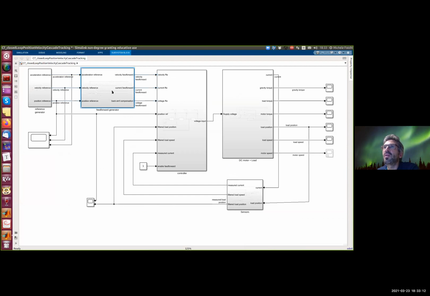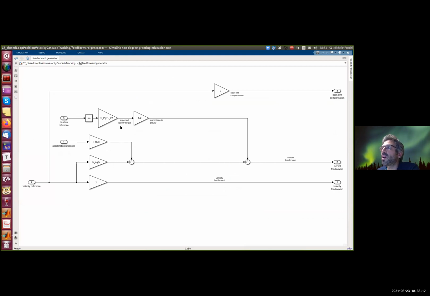So we do this computation, and now we have 3 references. For the velocity reference, we just give the velocity feed forward from the velocity reference generation from the previous block. Then we multiply by bx divided by k, and we add the acceleration times jx divided by k, and we sum these two, plus we have also the gravity part, because the gravity is something that you want to compensate as well, and this is the current feed forward.